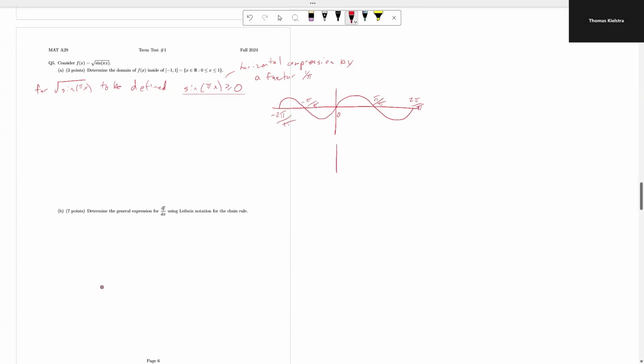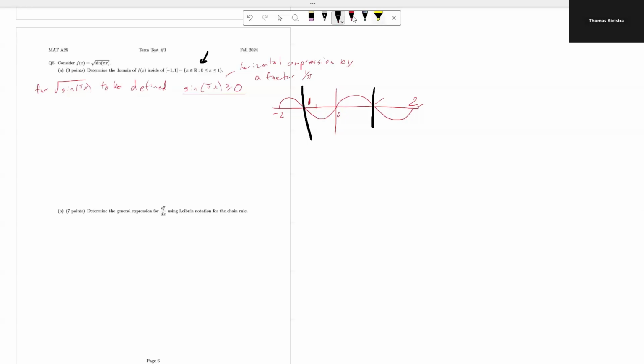To give me updated numbers: 2, 1, minus 1, minus 2. And my range, or my domain, is minus 1 to 1. So I'm going to go here to here, and I'm including these points.